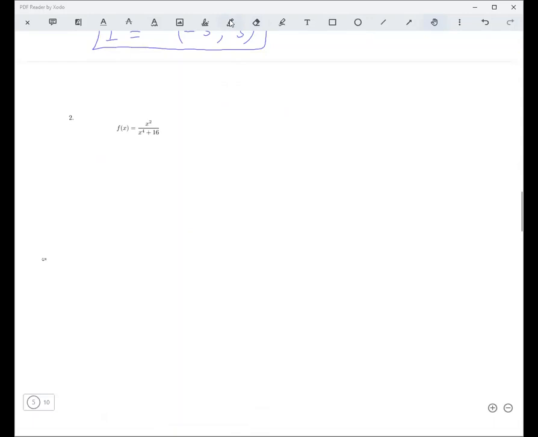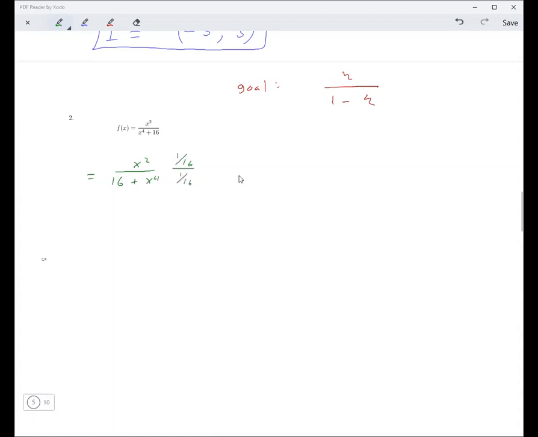So keep in mind that the goal is to get something over 1 minus something else. Okay, just keep that in mind. And so here we have x squared. Let's put the 16 here because we can divide by 16 and kind of get there. So divide numerator and denominator by 16. The numerator becomes x squared over 16. The denominator becomes 1 plus x to the 4th over 16.